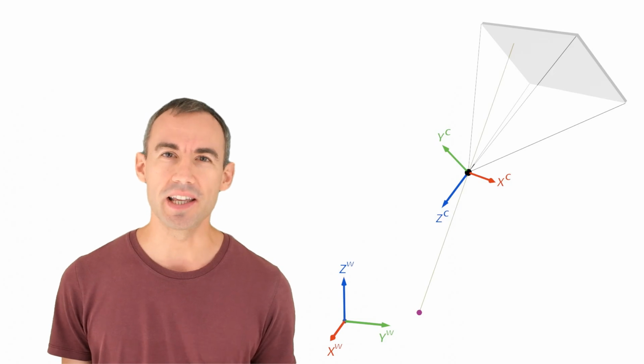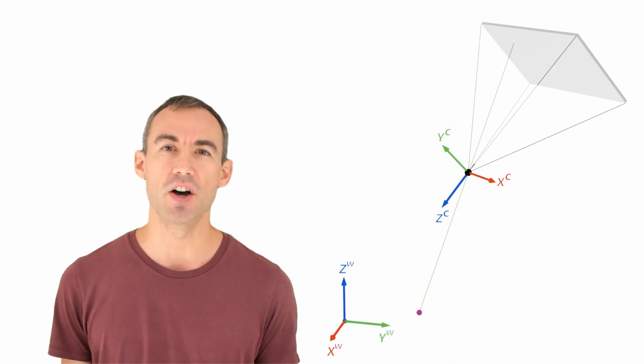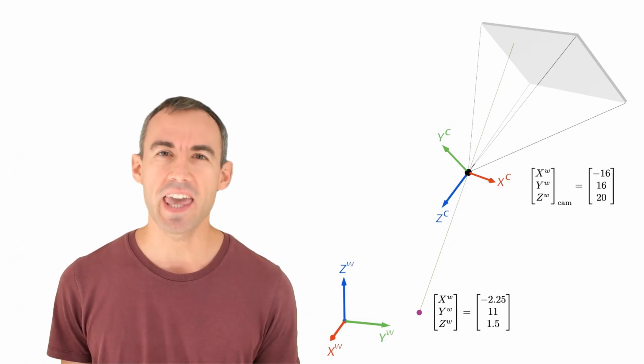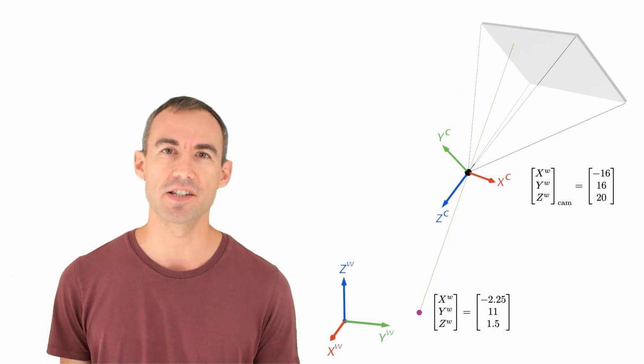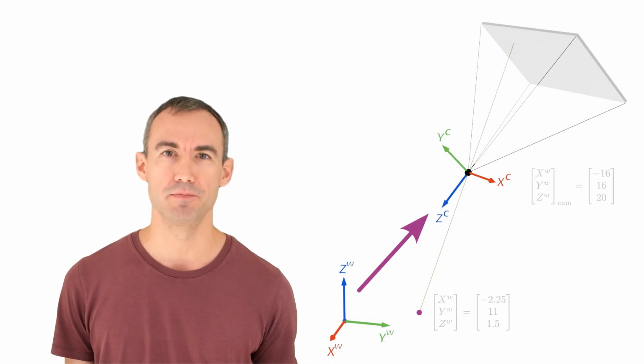So let's get back to our main example. Usually, what we know in a situation like this is the world coordinates of the camera and of the objects that we want to capture. The camera represents a coordinate system, and the world coordinates of the camera tell us how to get from the world coordinate system to the camera coordinate system.